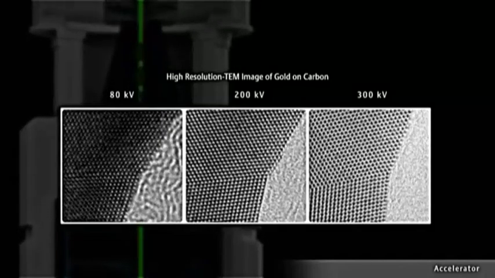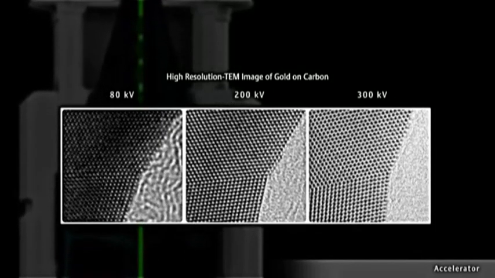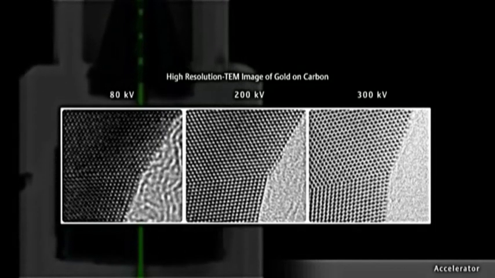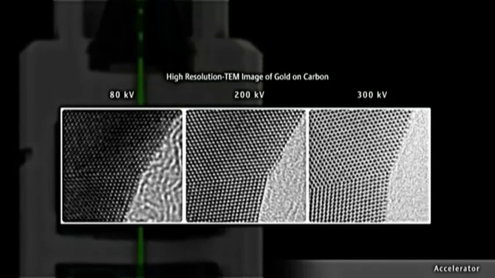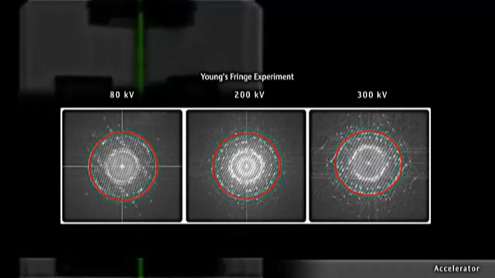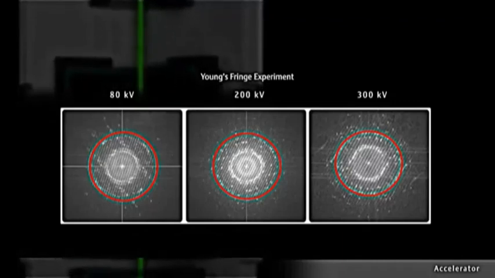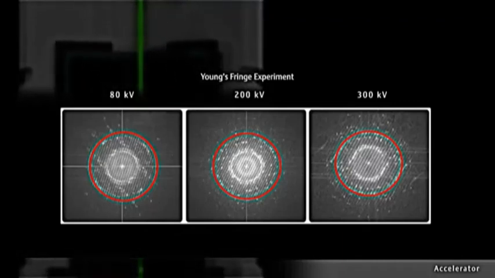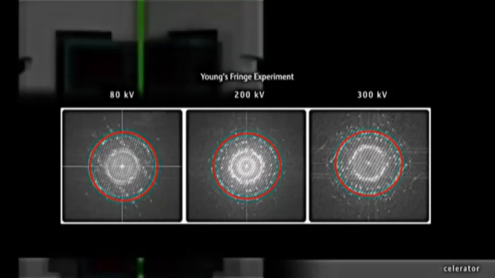Here you can see the atomic resolution is preserved across the acceleration voltage range shown in the atomic images of gold acquired at different voltages. Young's fringe experiments show the stability of the deep sub-angstrom information transfer across the acceleration voltage range.